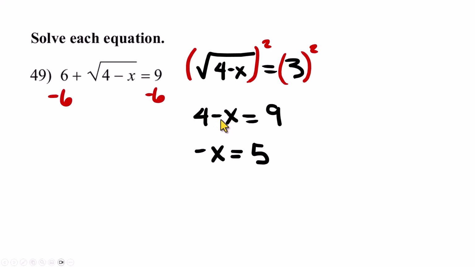Don't just drop the minus sign. That minus goes with the x. So if a negative x equals positive 5, a positive x equals negative 5. Do a quick mental check right now.